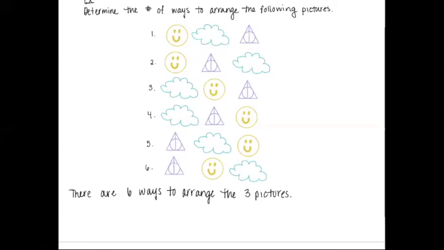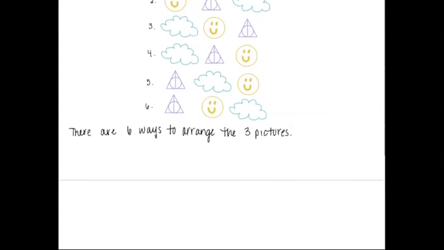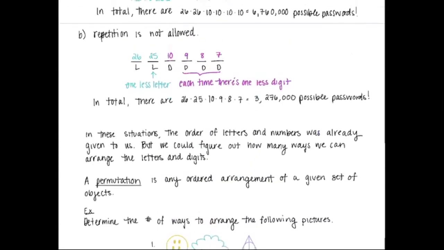So realistically, it didn't matter what pictures I put there. If I change these to 3 objects, 3 books, 3 mugs, whatever it is, these are the only possible combinations of what I could go through to arrange those. So there are 6 ways to arrange 3 objects in general. As a note, let's relate it to the way we were going back through this.